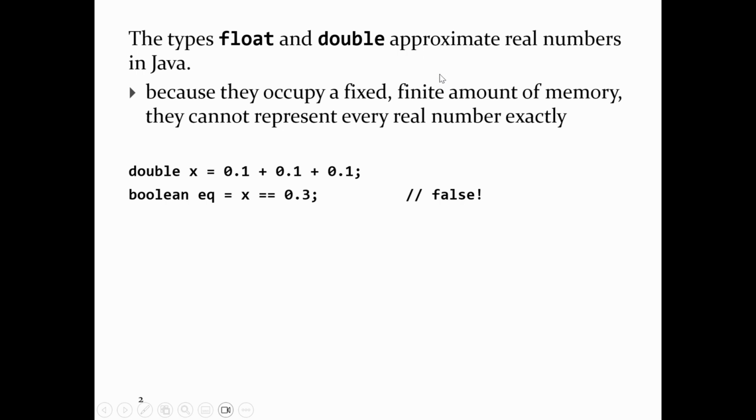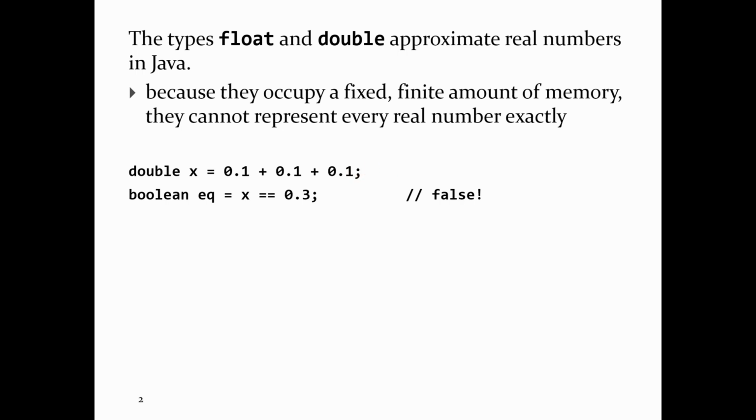In Java, all the primitive types occupy a fixed and finite amount of memory. Therefore, it's impossible to represent every real number exactly, because real numbers can have an infinite number of digits in them. The problem is, superficially, even worse than it looks.